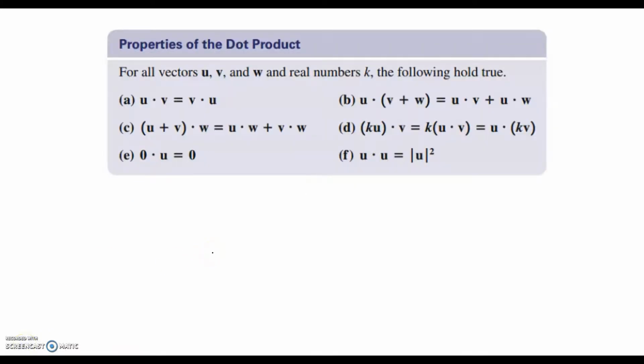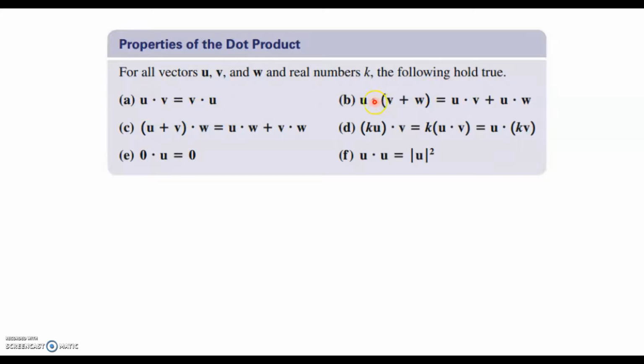Here are some properties of the dot product. For all vectors u, v, and w, and real numbers k, the following hold true. This very first property basically says that the dot product is commutative, meaning you can switch it around and you still get the same thing. So u dot v is the same as v dot u.